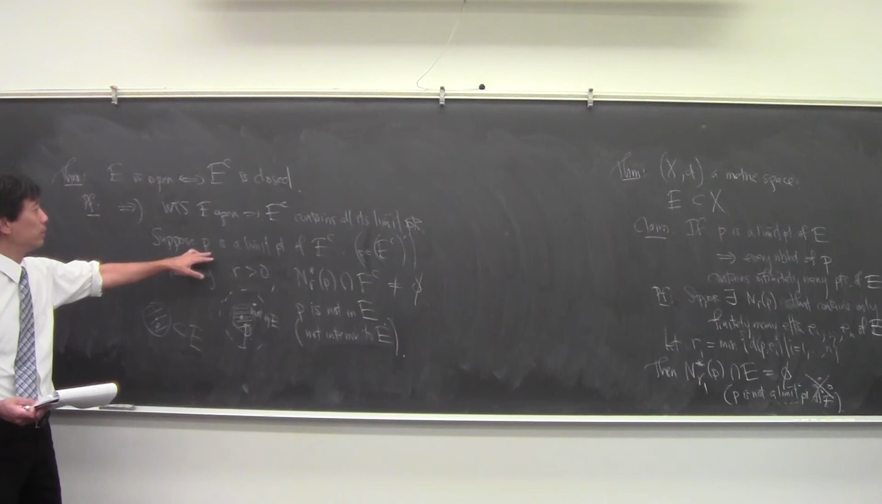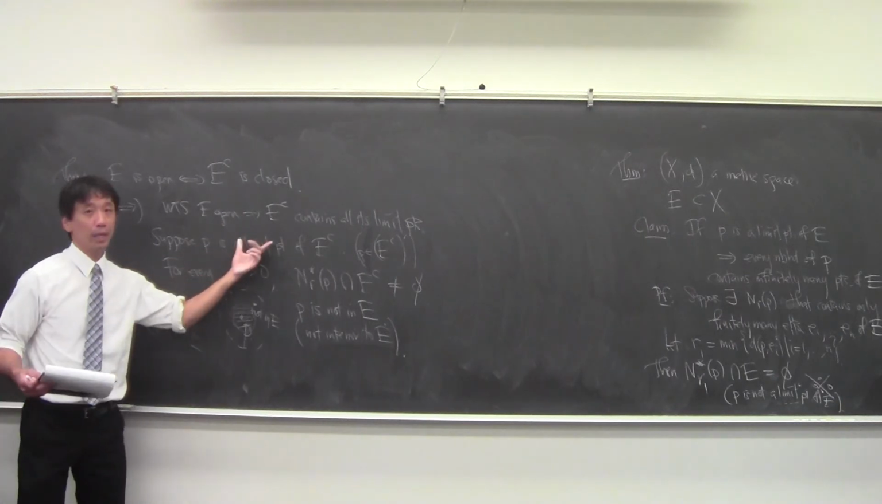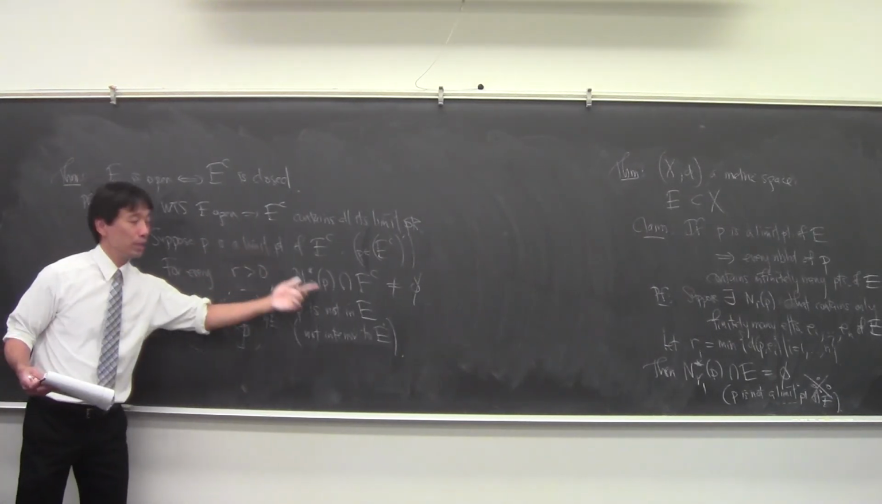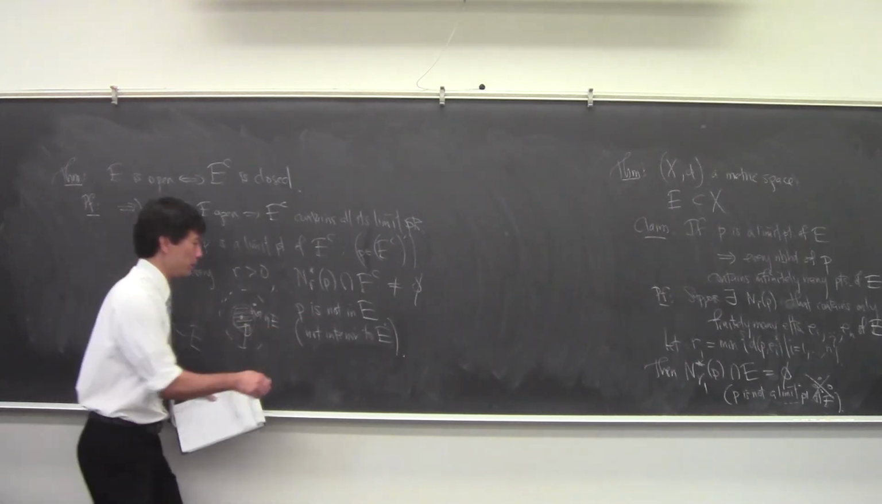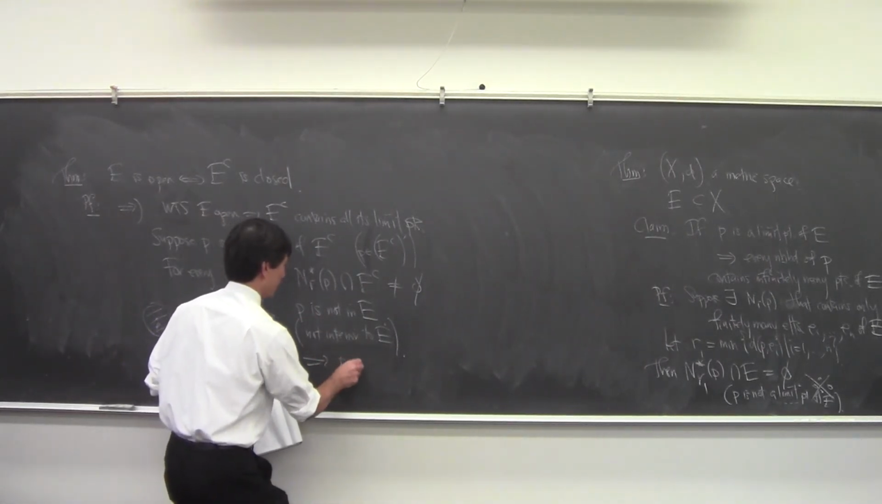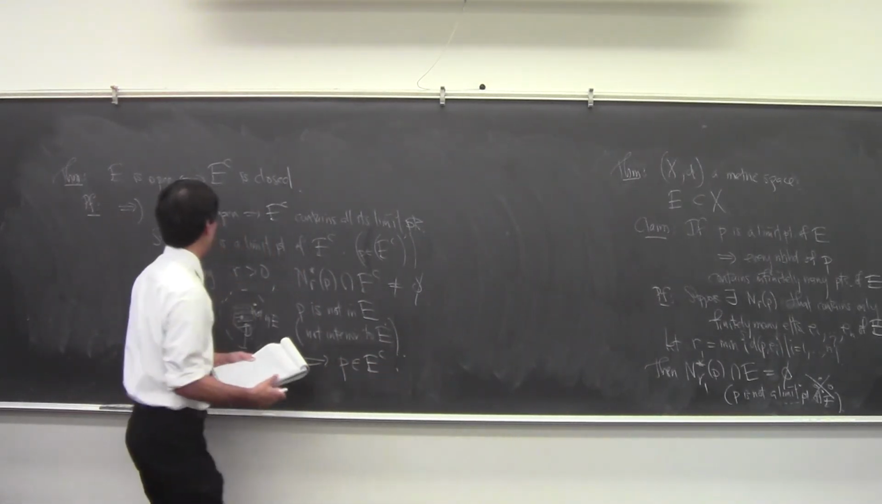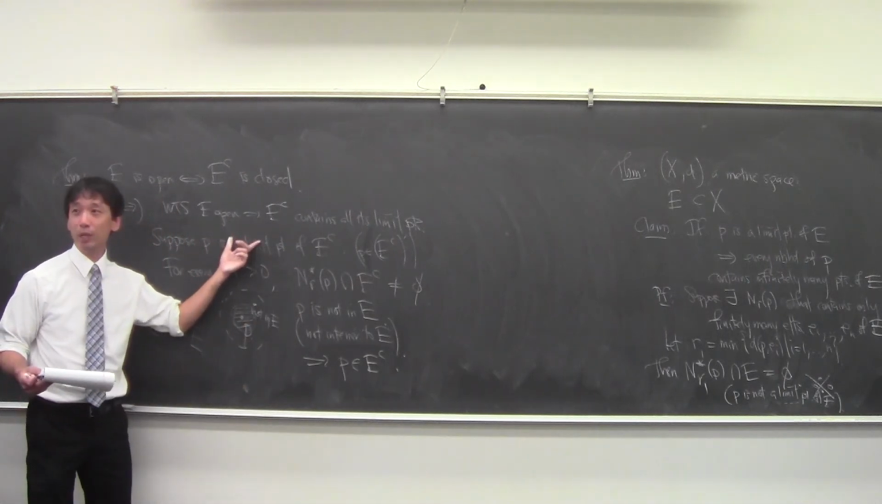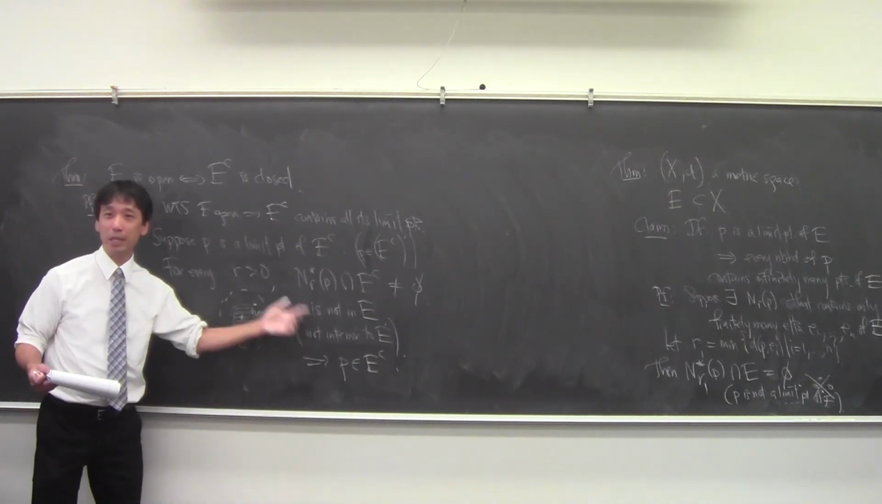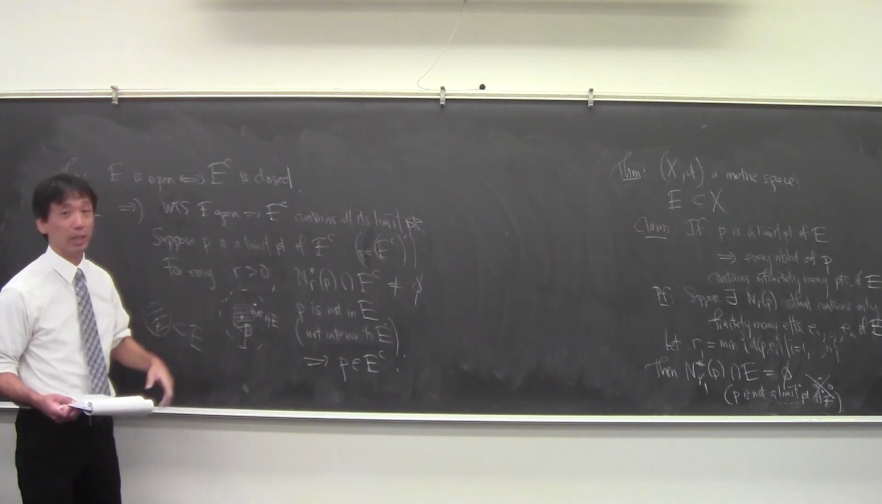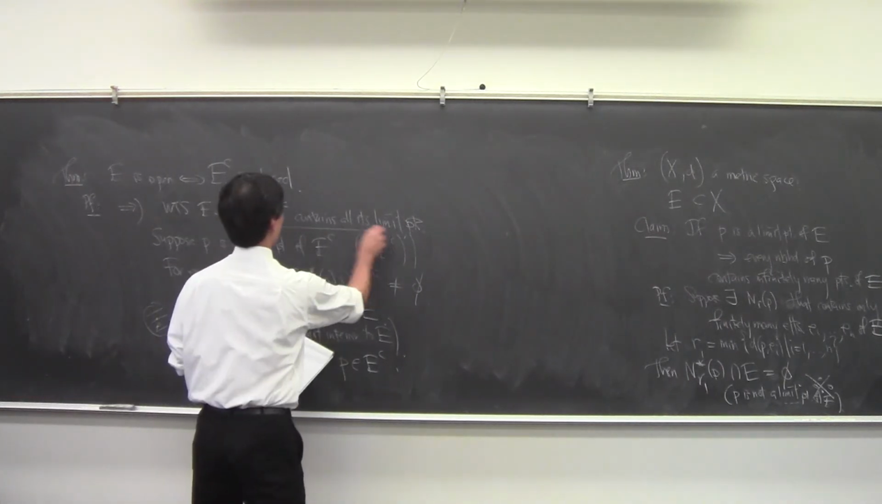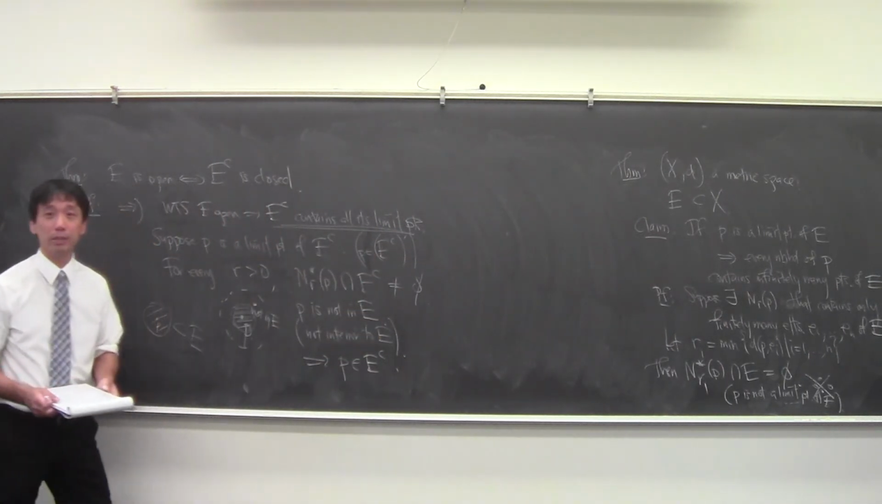Okay. So what does that tell you? Any limit point of E complement is in E complement, right? So P is in E complement. And so what we've shown is that any limit point of E complement is in E complement. In other words, E complement is closed, right? E complement contains all its limit points.